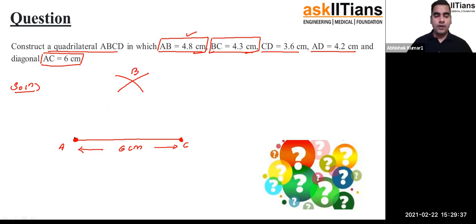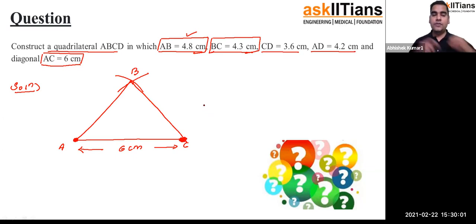Okay. Now what you have to do is join A to B using a scale, and similarly join C to B using a scale again. And if you do that correctly, you will get one part of the quadrilateral. Is that clear? That's your one part of the quadrilateral. Understood?